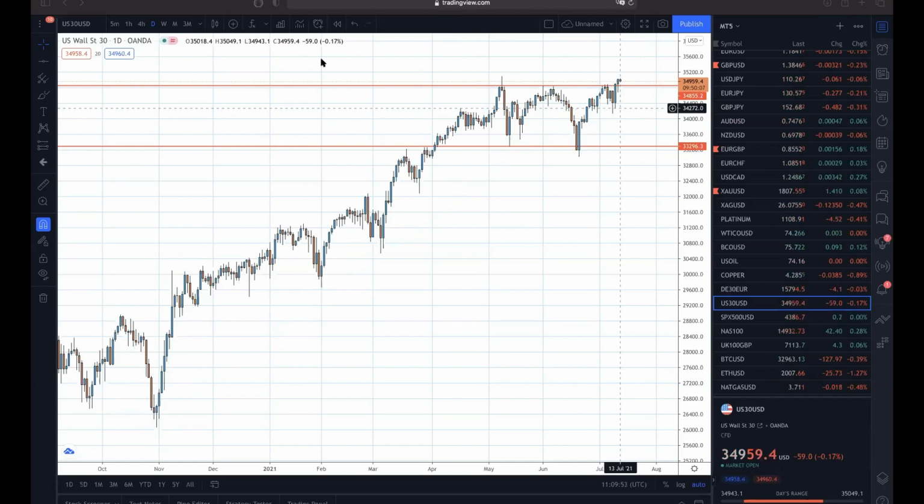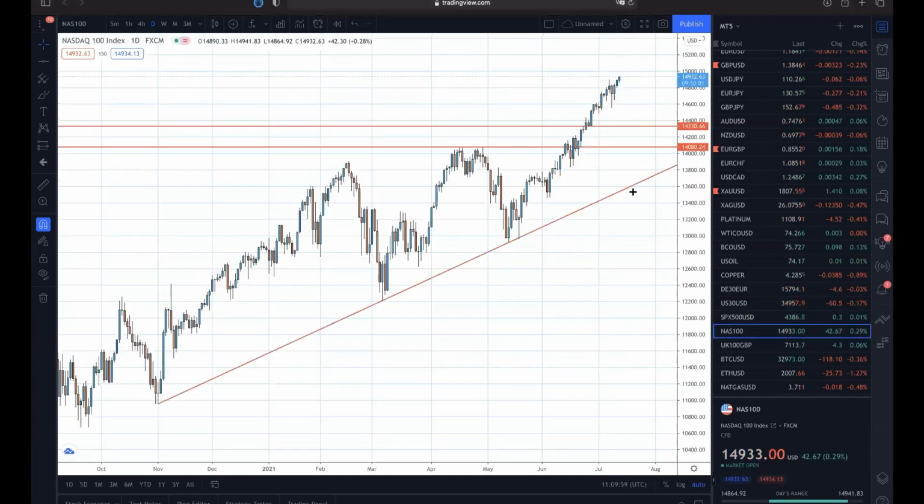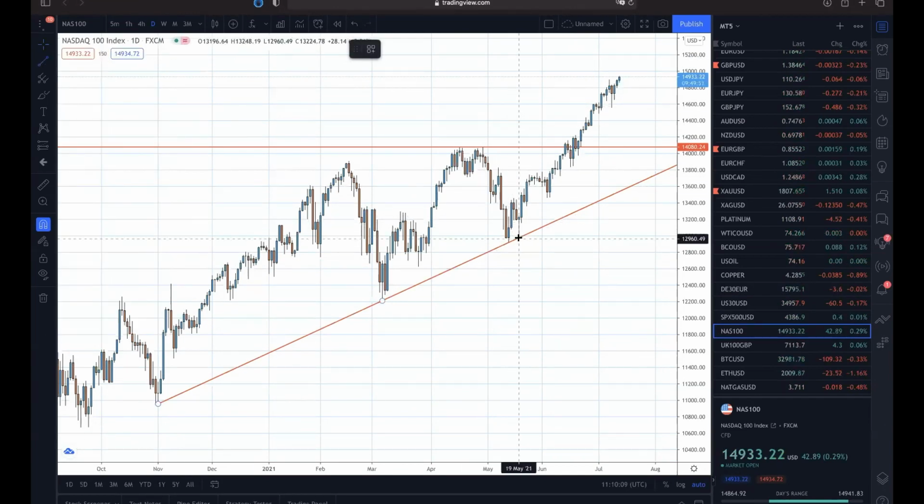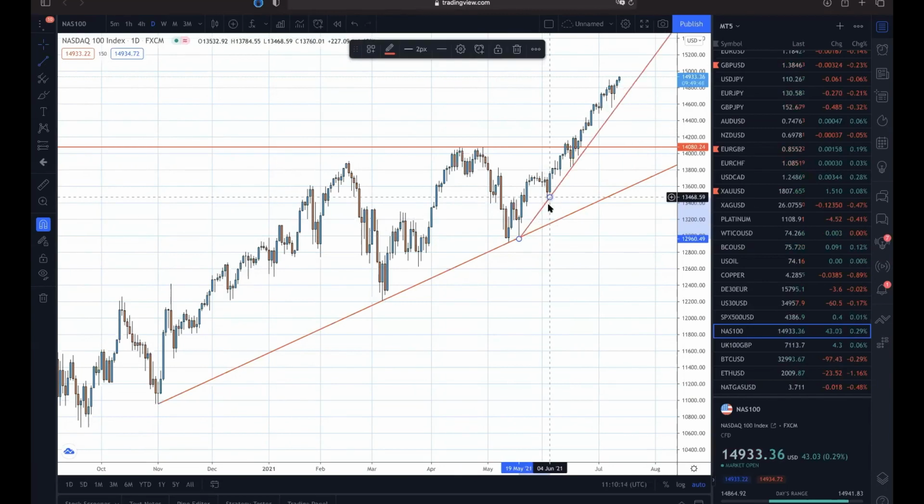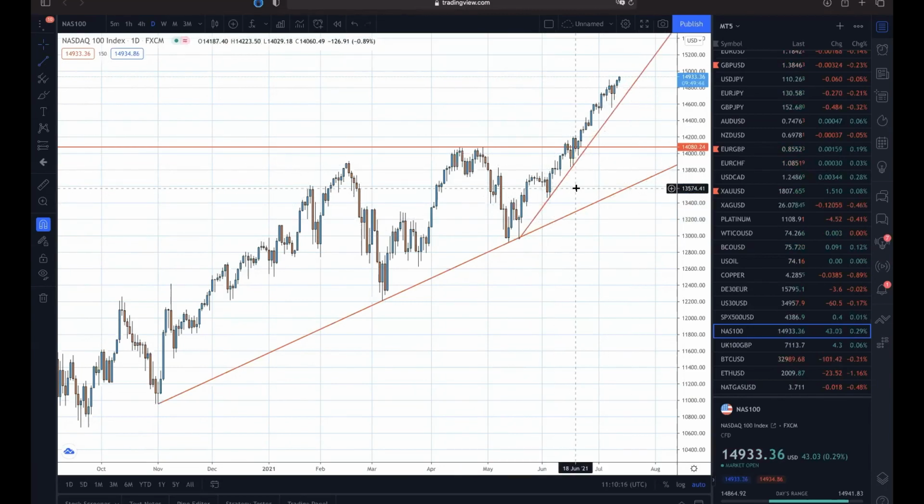So shall we move on to look at the Nasdaq then? Yeah, go on. The Nasdaq is just relentless. It keeps rising and rising. There is no end in sight, and that's kind of worrying for the bulls, I would say, because you see how sharp of a move this is.